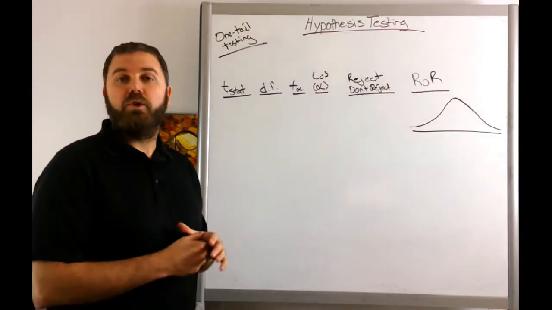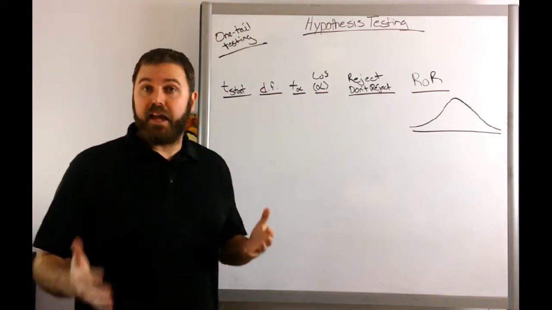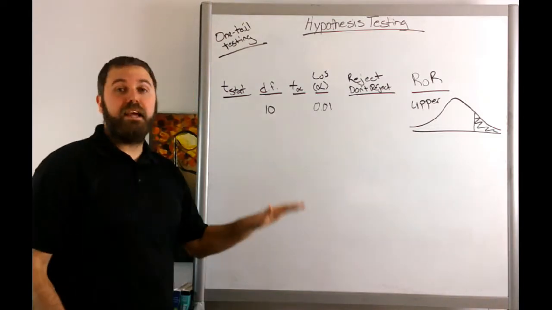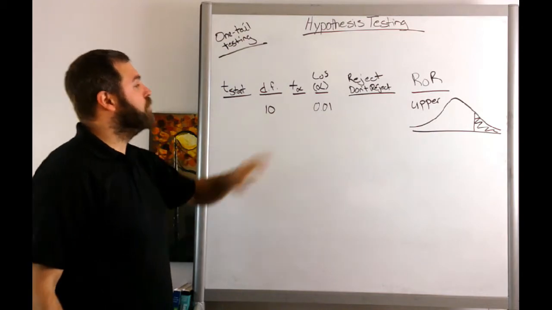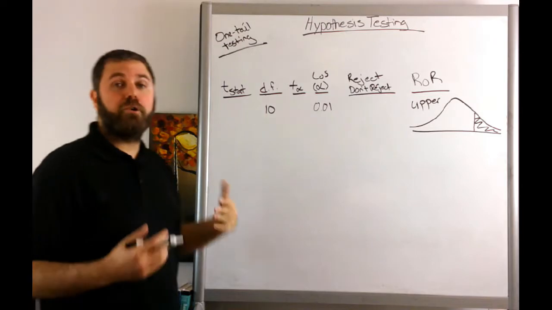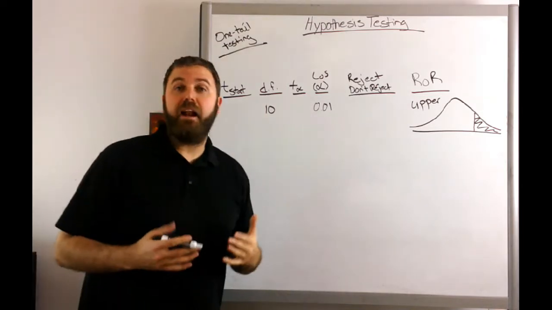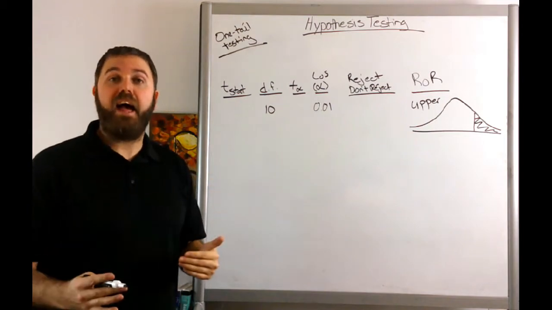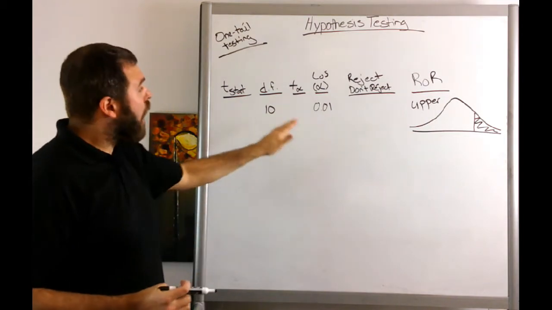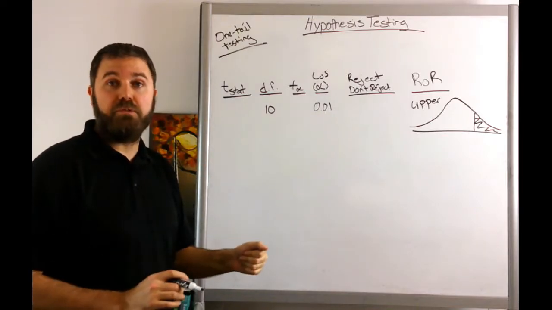All right, now let's take a look at how to calculate a one-tailed test using your t-table. So at 10 degrees of freedom and a 0.01 level of significance, we need to determine our critical value of t. So because we're looking at a one-tailed test, we look up 0.01. We don't have to split it between two tails.